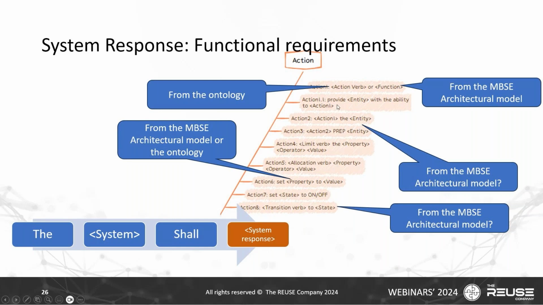And then, as you can see, some other possible aspects, including setting a given value for a property, or changing a state, transiting from one state to another. So different possibilities to be more precise in this system response.